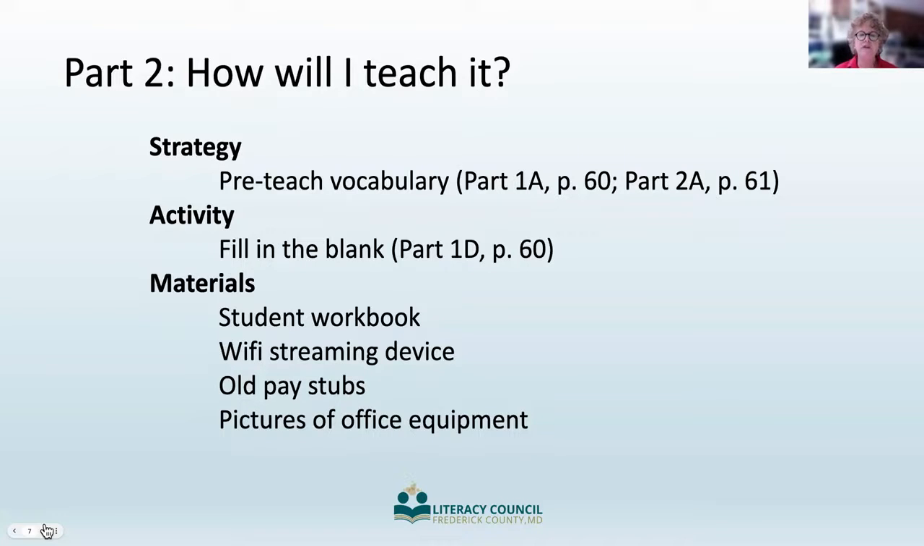Ellen also makes a list of the materials and resources she needs to ensure the lesson is successful. For example, the teacher's manual, the student workbook, a picture dictionary, flashcards, and so on. If applicable, resources that incorporate your student's experience can help make the lesson more authentic. For this on-the-job lesson, the materials Ellen chose are listed on the slide.